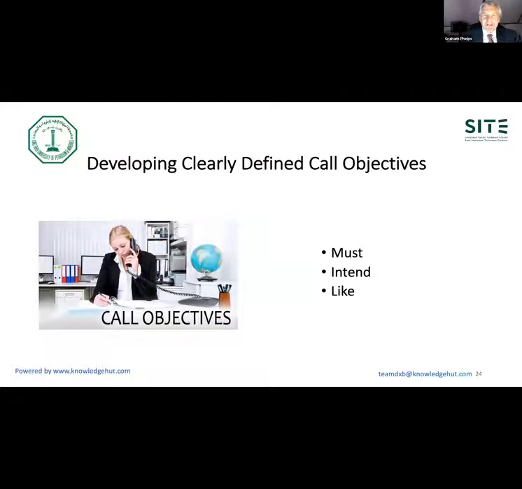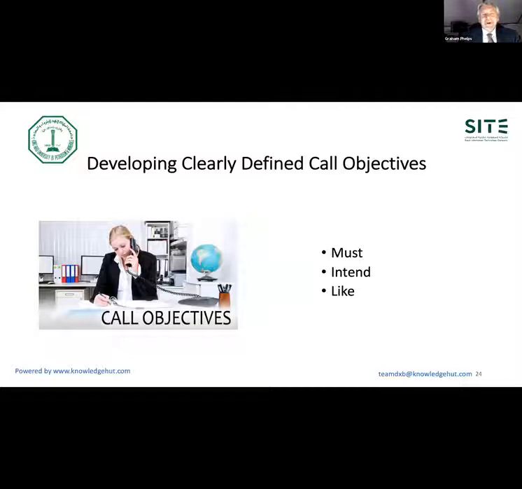Must, intend, like. The must is the minimum I want to achieve. The intend is what I hope to achieve. And my like is my dream objective. So I make a phone call. I say, "Hello, Abdullah. My name is Graham. I'm calling from Wonder Exhibitions. I'd like to see if you're interested in exhibiting at our next expo in March 21."